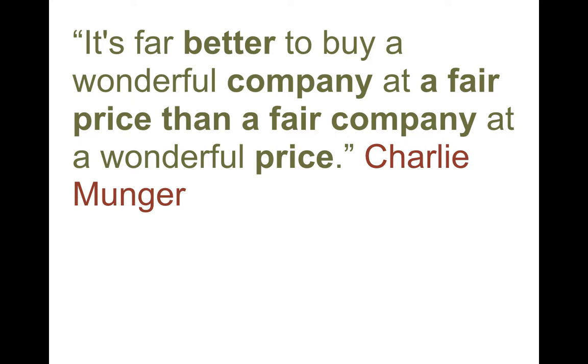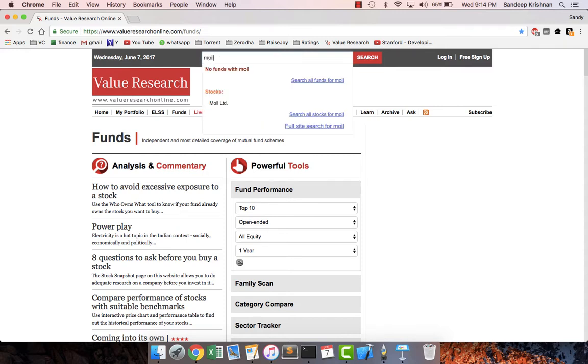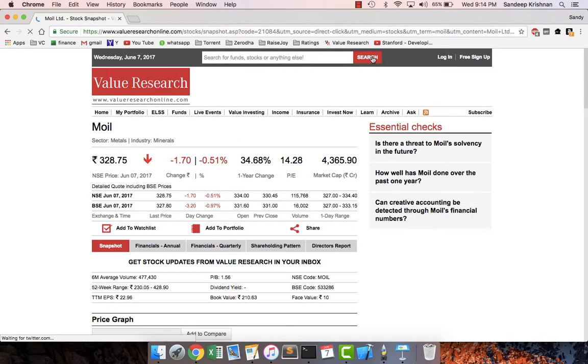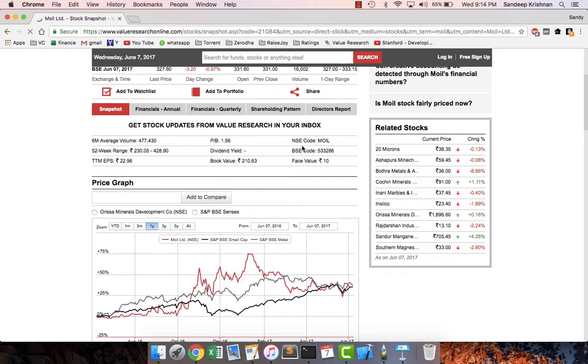Now I want to take you to a site where you'd be able to get an understanding of these ratios. So let's get into that site now. The site is called Value Research, and it's a very good site. It tells you good values of companies. So let's say I want to value a company. I write the name of the company and I say search. So it will give me all the data which is related to the company.